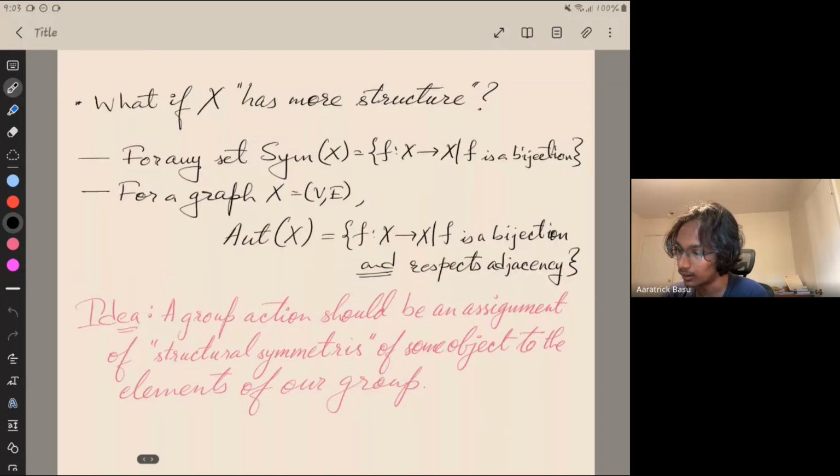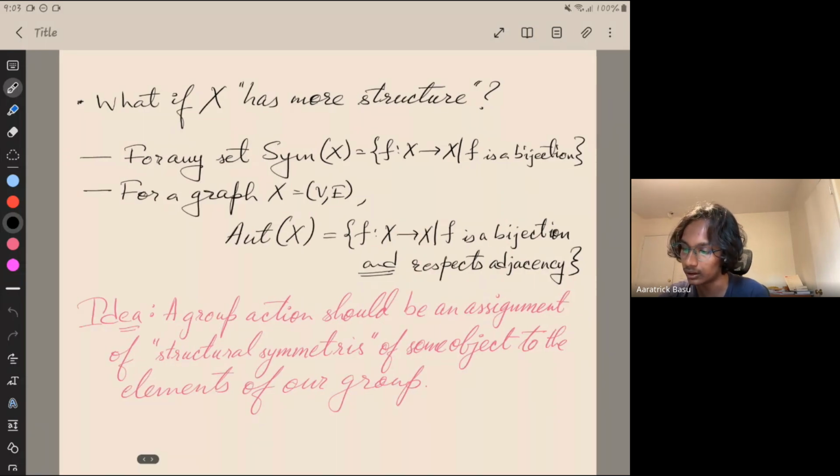Right. So we need a little bit more. A priori, a group action is only defined for sets. You have a group and you want to say when it acts on some set. But what if your set X has more structure? If you just have a set, really you can only ask for bijections of that set to itself. But for example, suppose you have a graph. I know there have been a couple of talks on graphs, so this should be familiar. A graph is a set of vertices and a set of edges, where the edges are sort of pairs of vertices. And so we can talk about graph automorphisms.